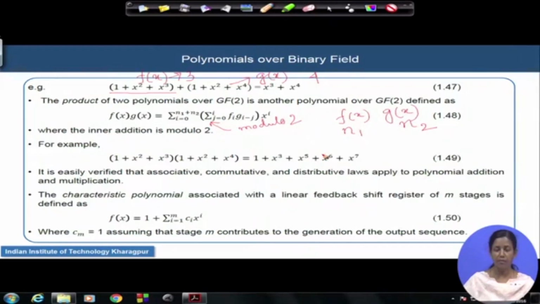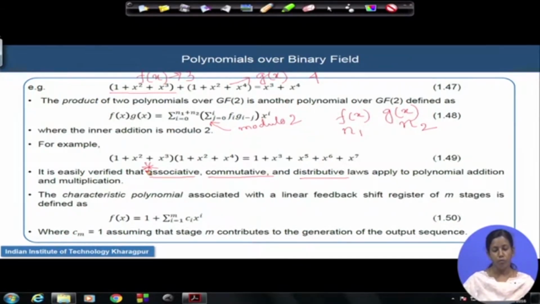You can easily verify that the associative, commutative and distributive laws, all three laws, apply heavily over this multiplication as well as the addition of two polynomials over Galois field 2. So, this is a very important property: if you have polynomials over Galois field 2, the addition and the multiplication of two polynomials over the field will always follow the associative, commutative and distributive laws.